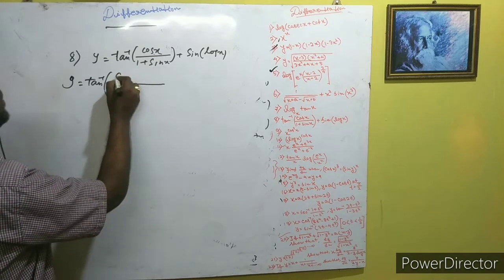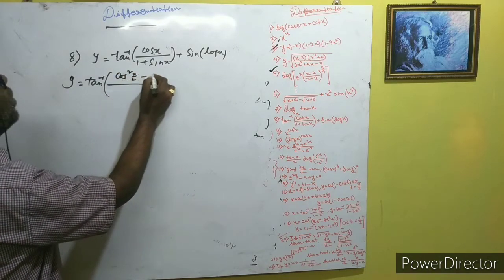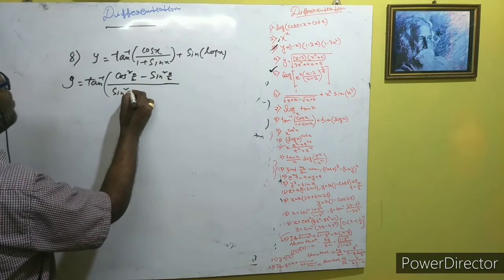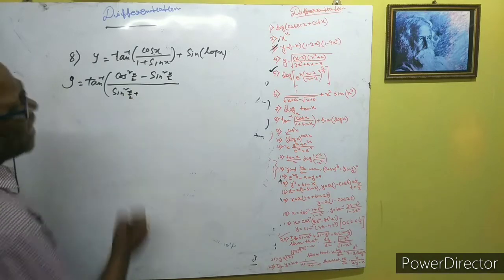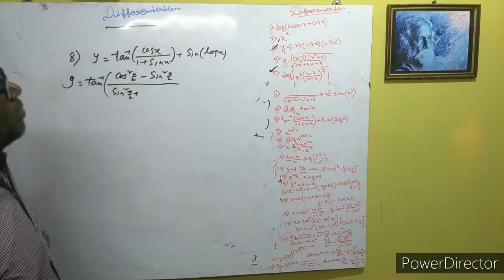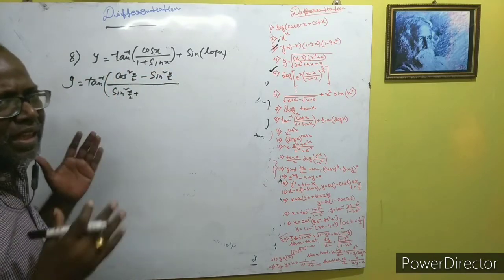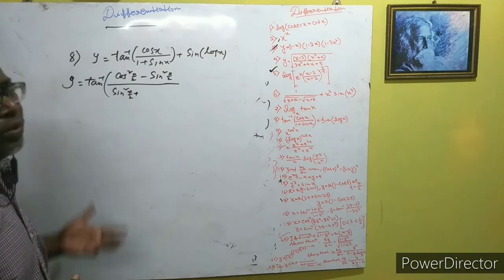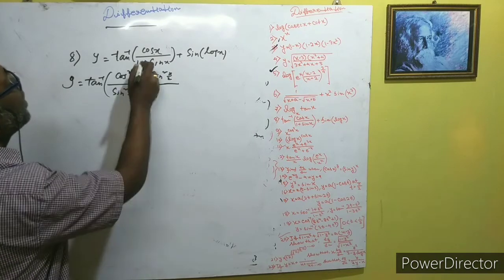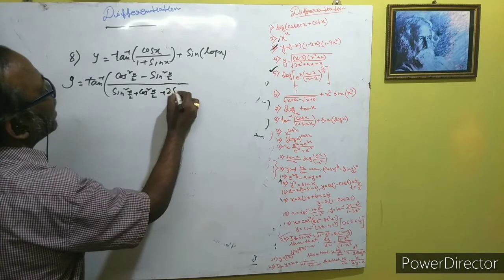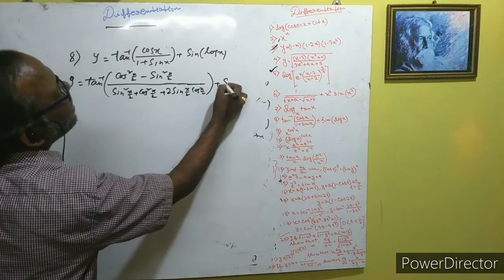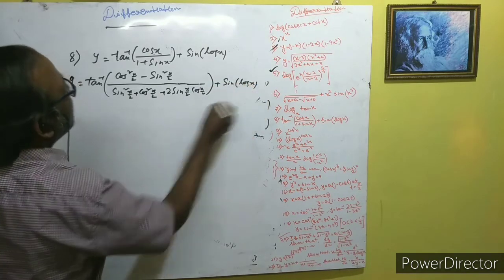See, cos x we can write as cos square x by 2 minus sin square x by 2, and in place of 1 we can write sin square x by 2 plus cos square x by 2, that is sin square theta plus cos square theta, but here with x by 2. And sin x we can write as 2 sin x by 2 cos x by 2. And sine of log x here.